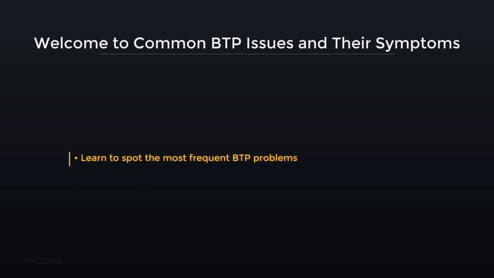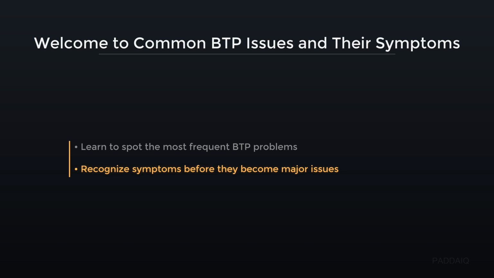Learn to spot the most frequent BTP problems. This means recognizing common signs of issues before they escalate. For instance, if an application suddenly stops receiving data from another system, it could indicate a connectivity problem in the integration suite. Mastering this skill helps you resolve issues faster and maintain smoother operations.